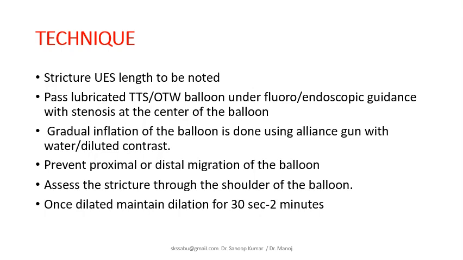To prevent proximal or distal migration of the balloon, the center of the balloon should be kept at the level of the stricture, and you assess the stricture through the shoulder of the balloon. Through the shoulder of the balloon you should assess perpendicularly. If you have seen the procedure you will understand. And once the required dilatation is achieved, it should be maintained for 30 seconds to 20 minutes.